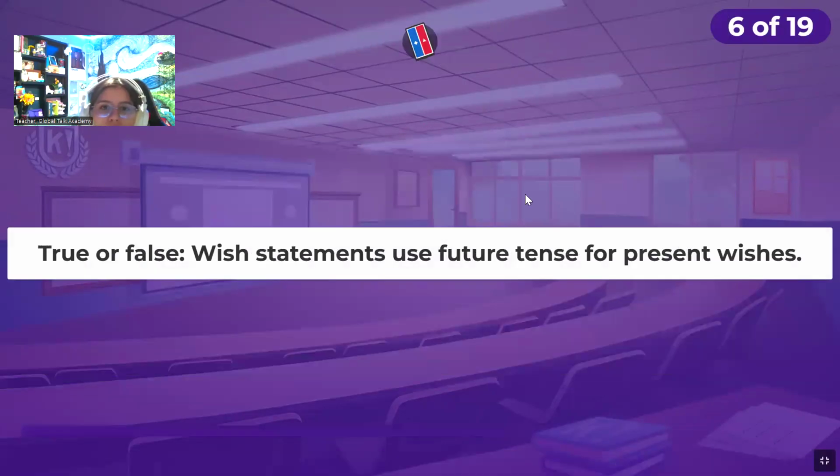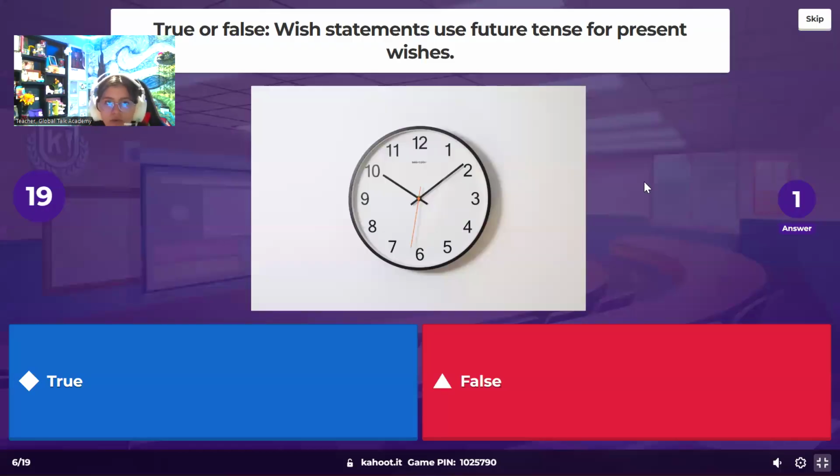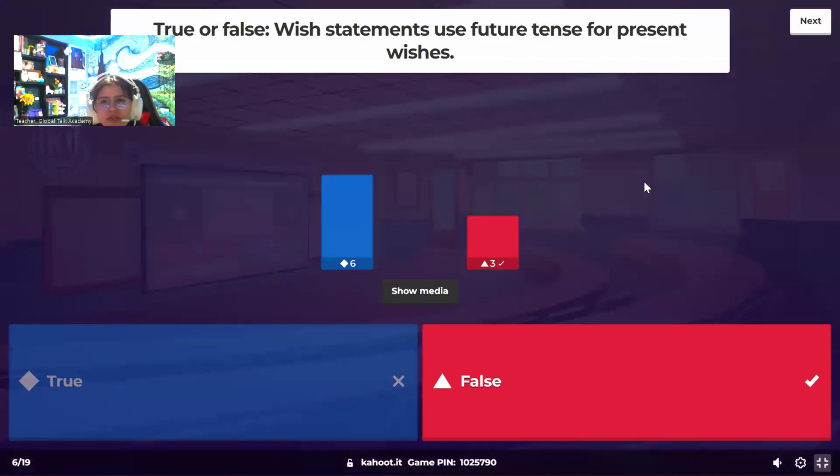So let's continue. I don't know why this button is not working well. So we have a true, let me see, because I have someone joining us. So we have a true false question. Which statement uses future tense for present wishes? So is it true? Do we use future for present wishes? No, right? It's false. Why? Because we use the past instead of the future, right?